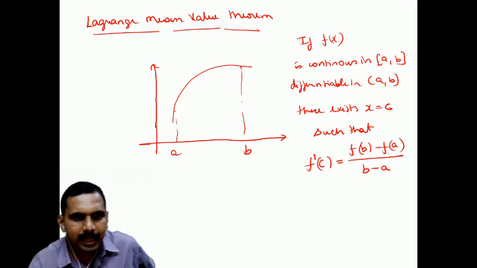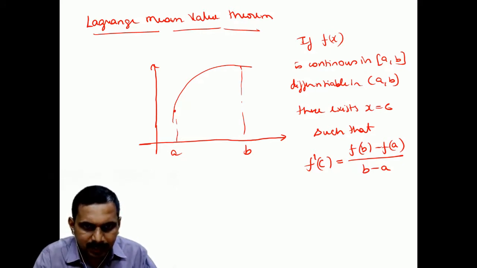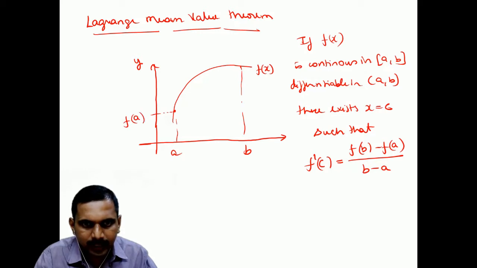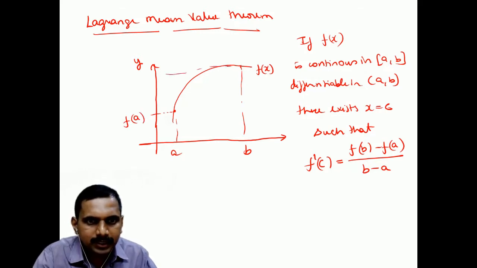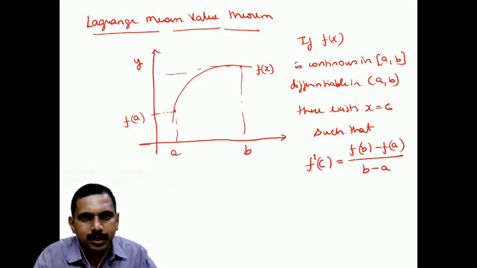What does this imply? See here, this is the f of x curve, and this is y. This point is f of a, correct? Let me write it neatly. Sometimes I rush, and that rushing will create trouble. And this is f of b, correct?